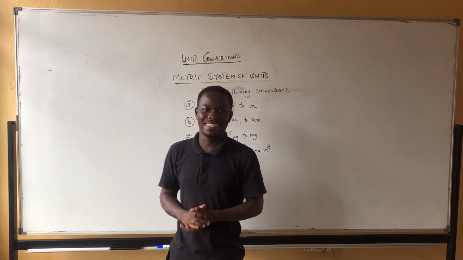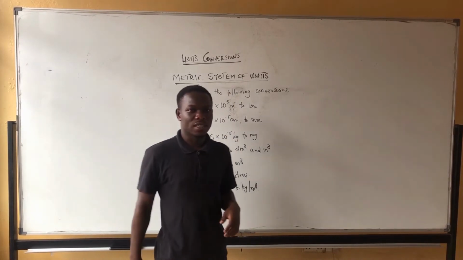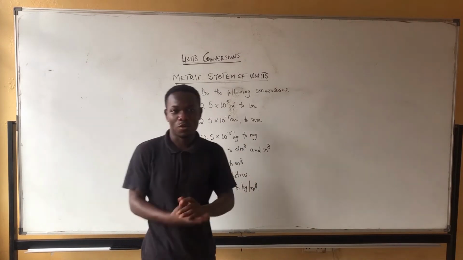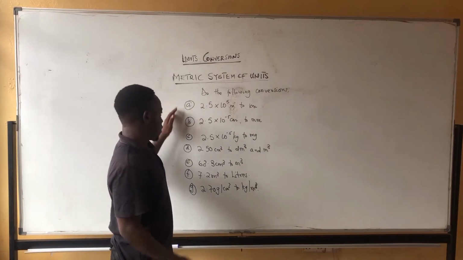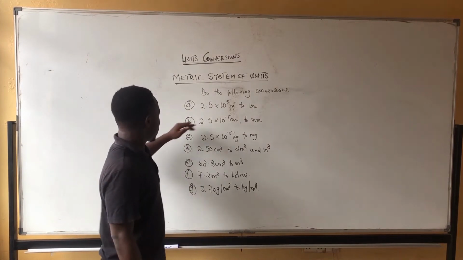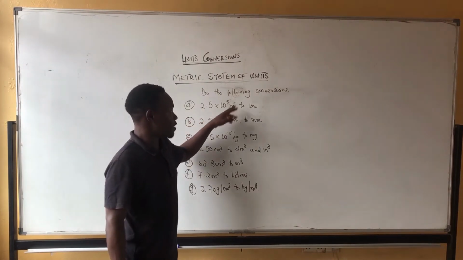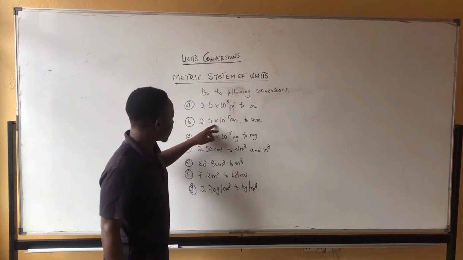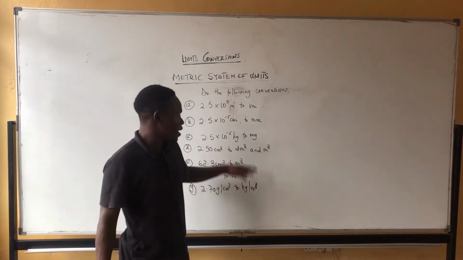So at this point, you could pause the video and try your hands on the question to see if you get the same answers that we'll be getting. Yeah, so these are the questions. We are going to be converting these units. So I'll convert 2.5 times 10 to the power 5 meters to kilometers, 2.5 times 10 to the power negative centimeters to millimeters, and this and that and that and that.